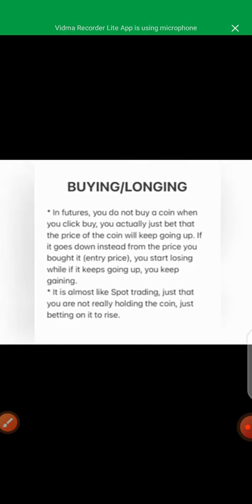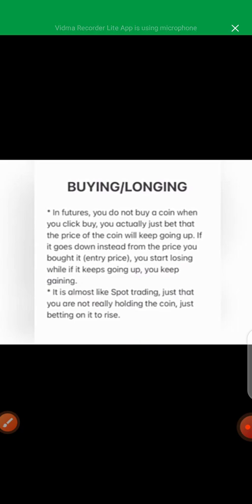Going forward, we are going to be looking into buying aka longing. In futures, you do not need to buy a coin when you click buy. You do not actually buy a coin when you click buy. You actually just bet that the price of the coin will keep going up. If it goes down instead from the price you bought it, which is the entry price, you start losing.